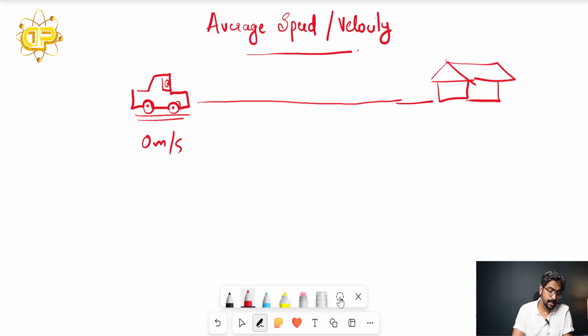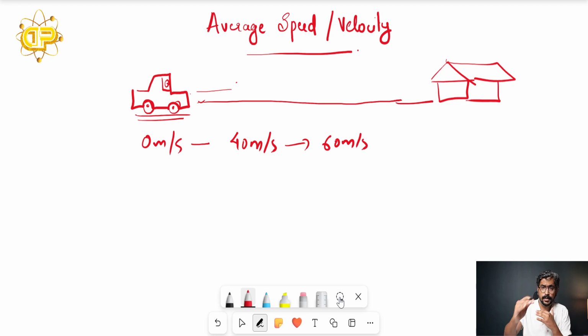So I started, and sometimes I got a clear road in front of me. There is no block, nothing there. I just put my foot on the accelerator, and you can see the vehicle is moving. It started from 40 meter per second. If I see my speedometer, it is 40 meter per second, and then sometimes it is 60 meter per second, and suddenly I can see there is some hump on the road.